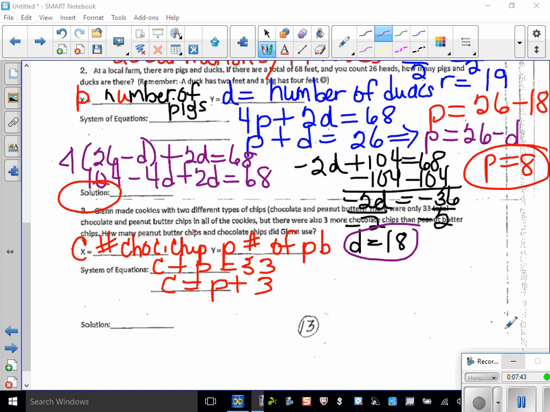So once you have it worked out, just make sure where it says solution that you actually write Glenn used how many chocolate chips and how many peanut butter chips.